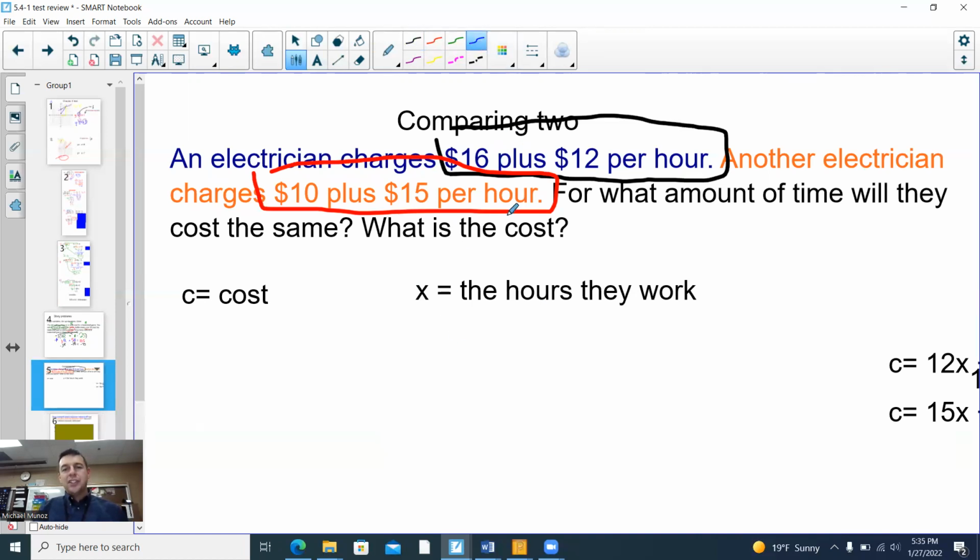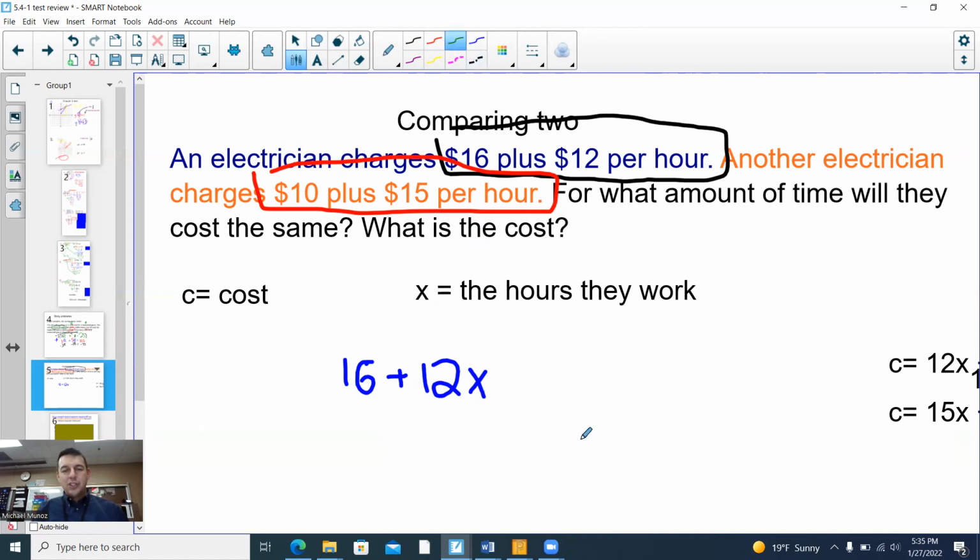The first one says 16 plus $12 an hour. So we're going to start off with 16. No matter how long they work, they're going to charge us $16. Then it's going to be $12 per hour. However you write that, you're going to put 12 and then you'll just put an X here because that represents the number of hours. So if I worked 1 hour, it'd be 1 times 12 plus 16.